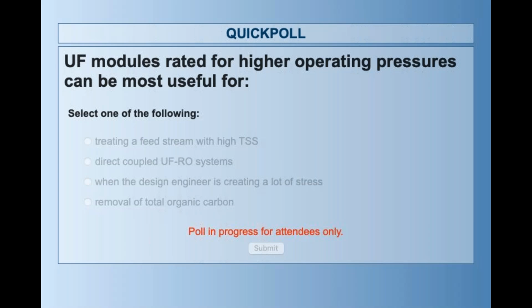So here we have the first poll question, which is: UF modules rated for higher operating pressures can be most useful for treating a feed stream with high TSS, direct coupled UF RO systems, when the design engineer is creating a lot of stress, or for removal of total organic carbon. Okay, so take a moment, please. Please make your pick.